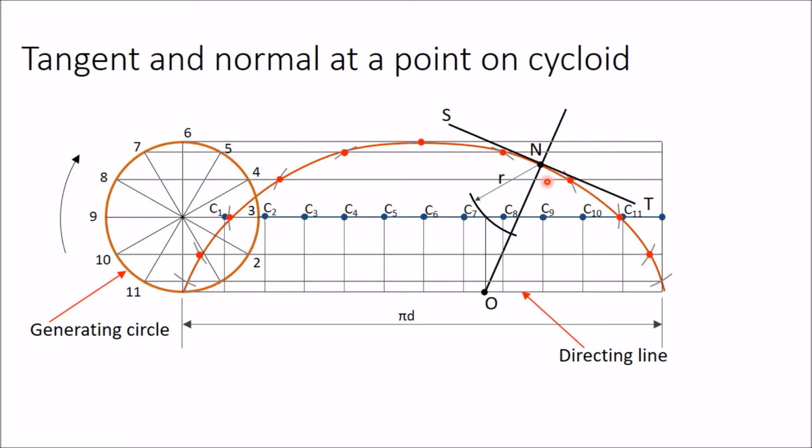Now remember this: when the point is in the later half of this curve, then you have to draw the arc towards the left of the point. When this point is in the first part of the curve, that is up to here, you have to draw this arc towards the right of the point.